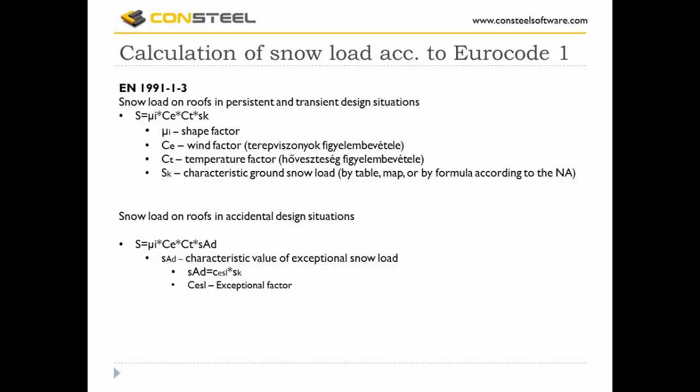In accidental design situations, an additional factor, the exceptional factor CESL, is used to multiply the characteristic ground snow load, giving the characteristic value of exceptional snow load as a result. The recommended value of this exceptional factor is 2, but national annexes can define it otherwise.